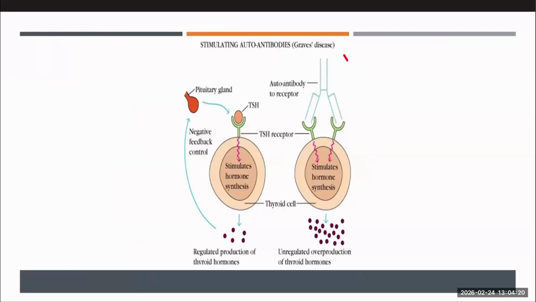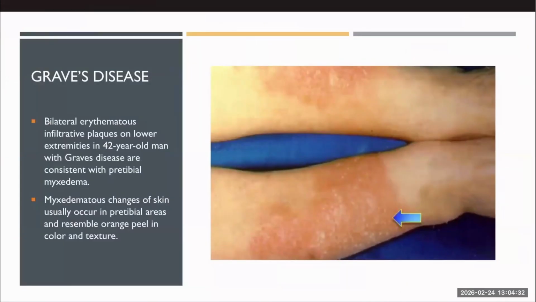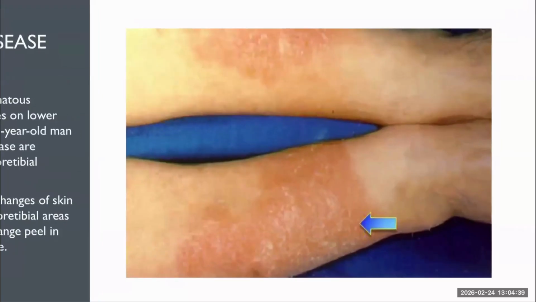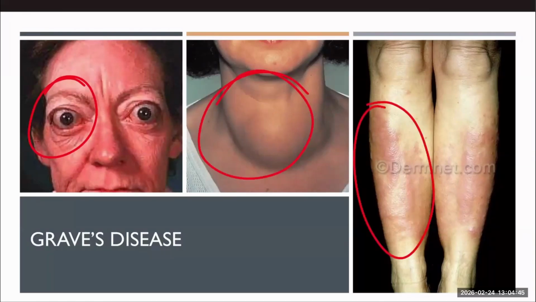And this is what happens. Here's our antibody receptor, and it just stimulates the thyroid gland, and it turns it on, and it keeps pumping out more and more thyroid hormone. Here's the pretibial myxedema and what it looks like, the orange peel texture on the shin. Here's exophthalmos, goiter, and then more of that pretibial myxedema.